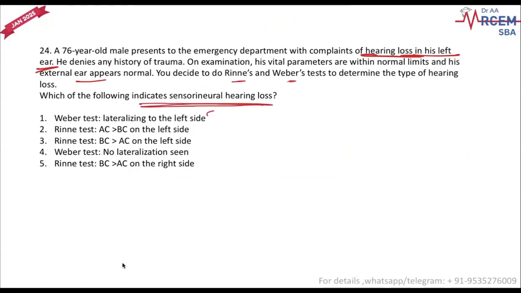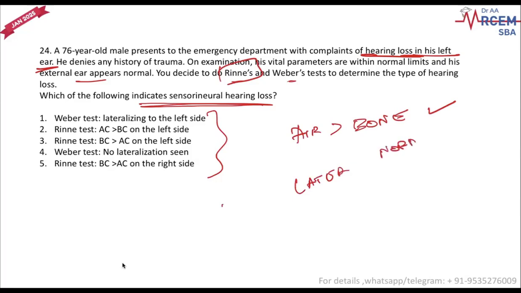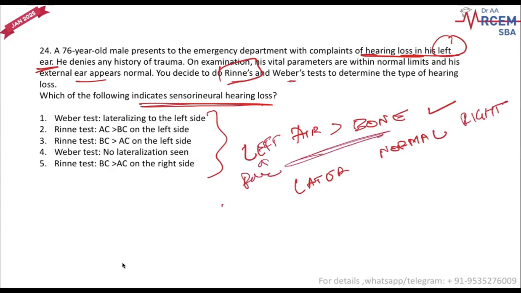Before going into the options and confusing ourselves, what happens in a Rinne's test? In sensorineural deafness, in Rinne's test, air conduction will be better than bone conduction. This one we got right. Next, in sensorineural deafness, in Weber's test, lateralization to the normal ear will be present. Which is the normal ear here? The left is the affected ear, so the normal ear will be the right side. So in both left and right, air conduction will be better than bone conduction. In Weber's test, there will be lateralization to the normal right side.